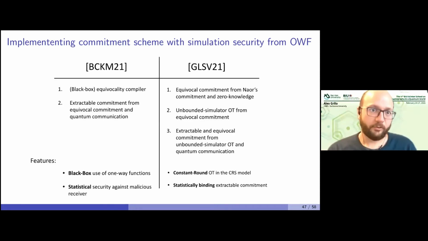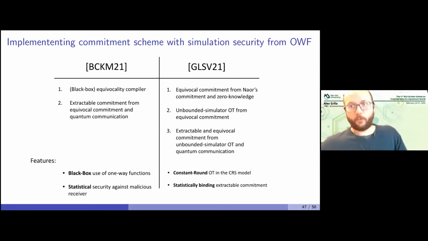last year, we had these two independent works that build this extractable and equivocal commitment from quantum and one-way functions. Each of these results follows a very different route. Here I won't have much time to talk about each of them, but I can refer to the QAP talk that we had this year, where both of us explained in more detail how to achieve equivocality and extractability from quantum communication, quantum computation.